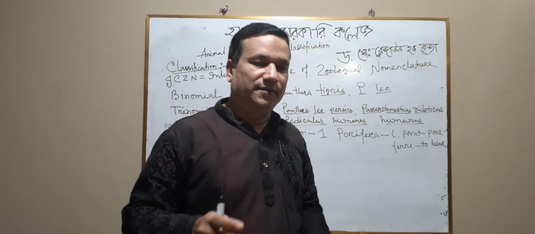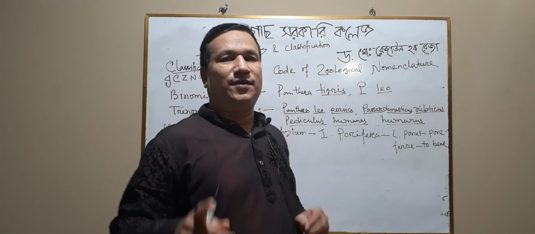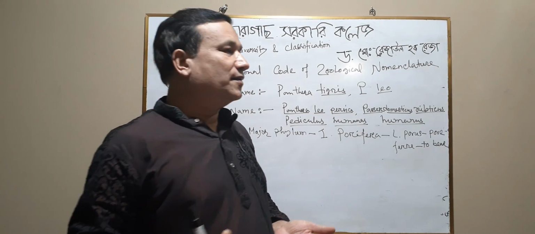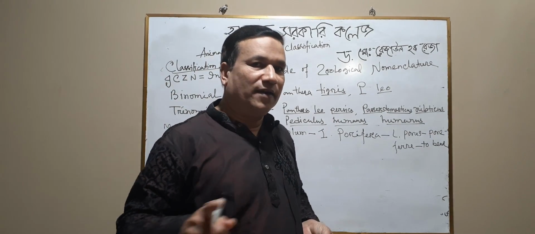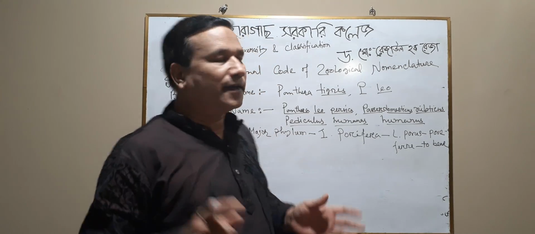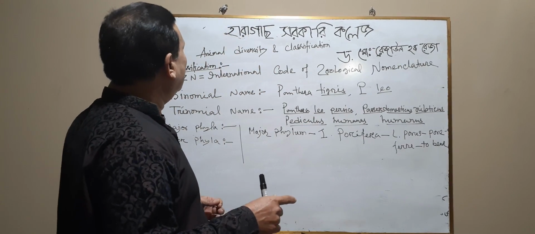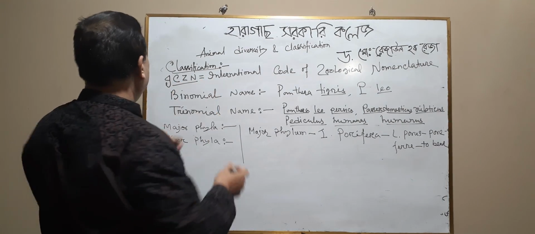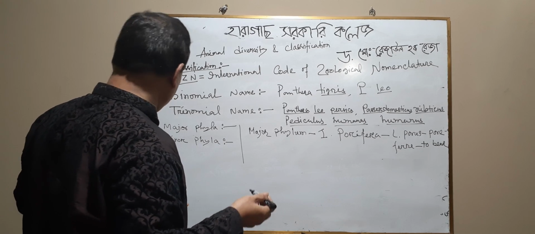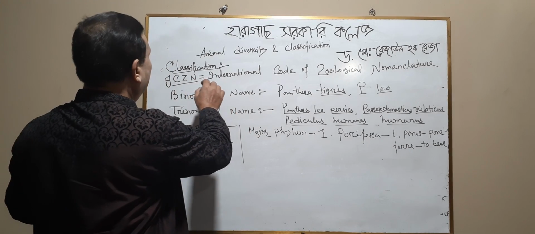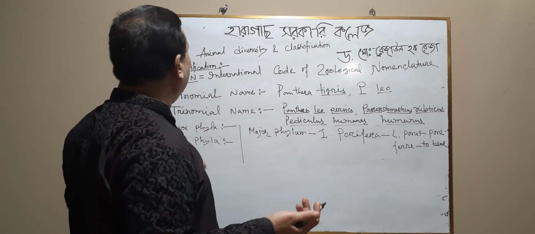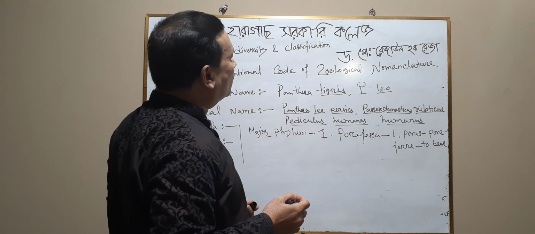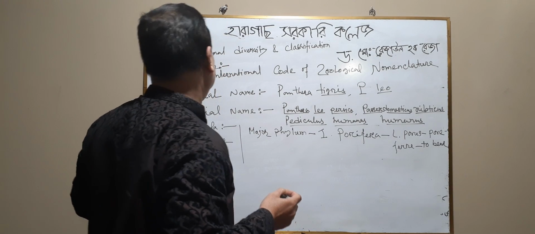An international committee has been established to frame the rules and regulations regarding binomial nomenclature for plants and animals. In case of animals, it is ICZN. Dear students, please look at the blackboard. ICZN. The full meaning of ICZN is International Code of Zoological Nomenclature.